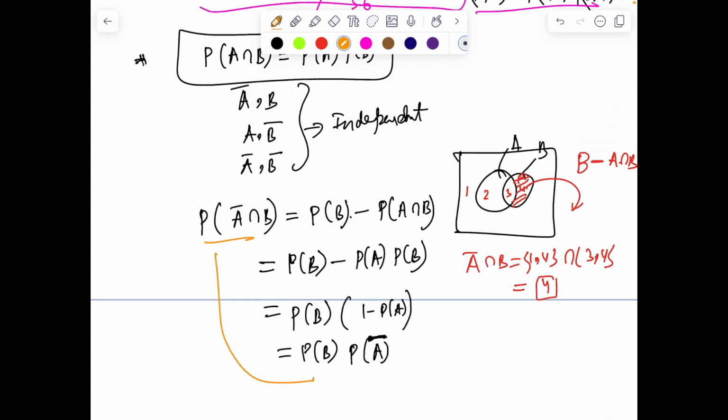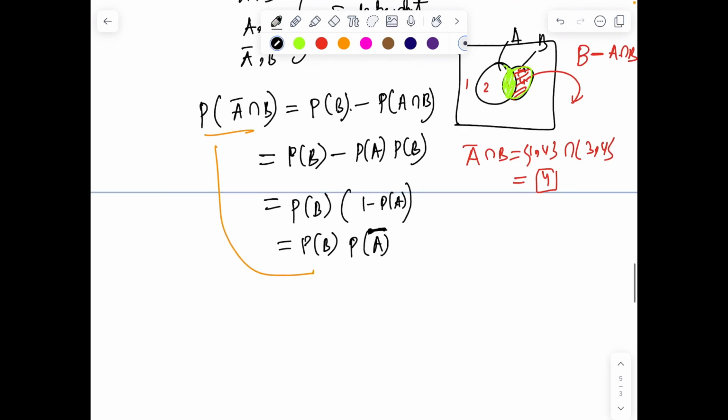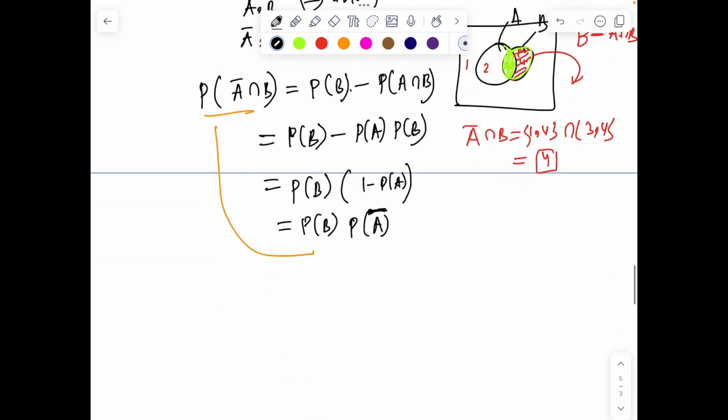That is again obvious, because if A and B are independent, it means the proportion of A in B will be the same as the proportion of A in the entire sample space, and similarly for not A and B. So you can think in terms of proportion also, and similarly you can prove all the others.